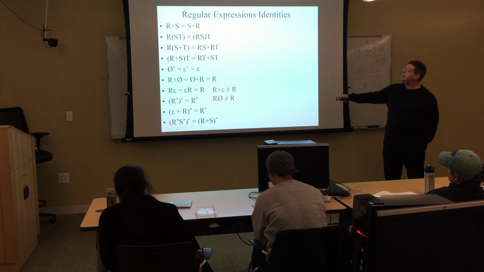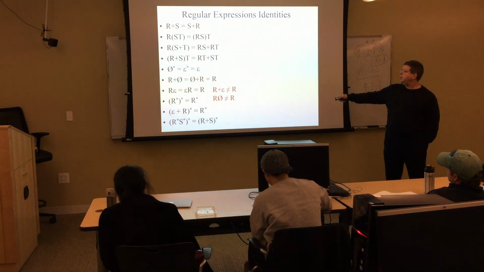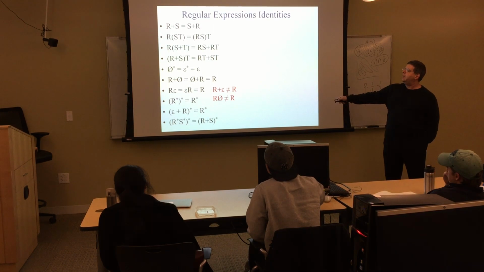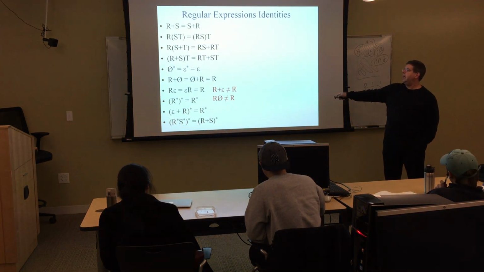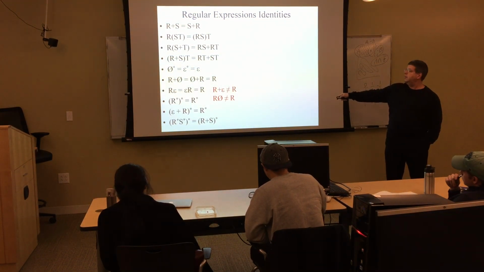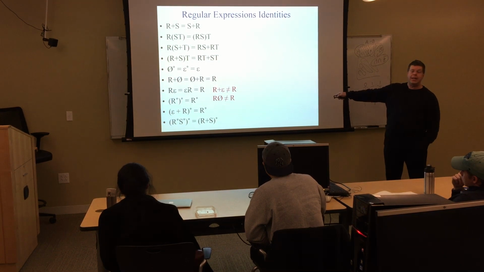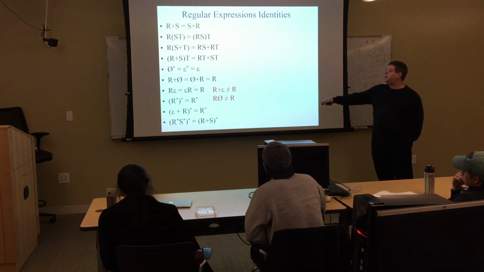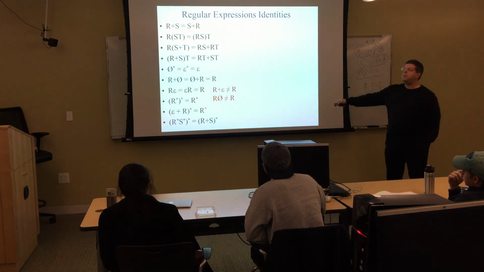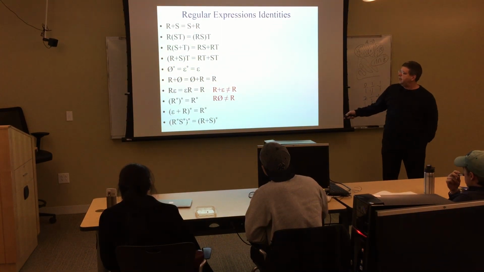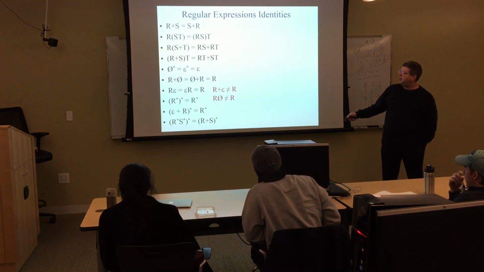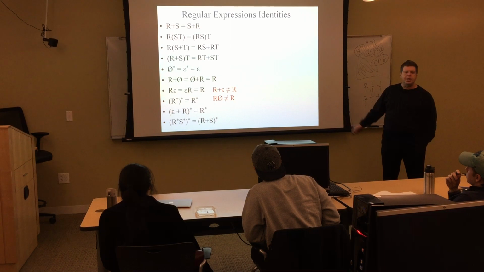The empty set is the identity element with respect to union. The empty string is the identity element with respect to concatenation. But notice that you can't interchange them. You can't say that the empty string is the identity element with respect to union. It isn't. It's the identity element with respect to concatenation, not the other way around. If you say epsilon plus R and you star that, it's the same as starring R to begin with. And the least obvious identity on this list is (R star S star) star is the same as (R plus S) star.